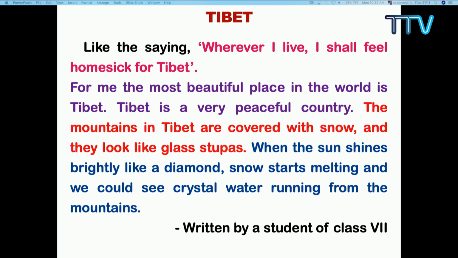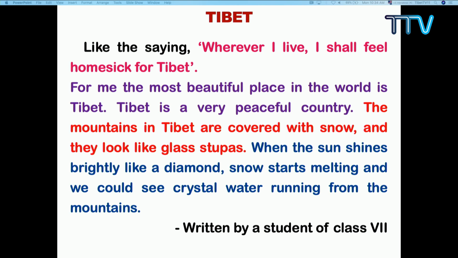Okay. Now I have taken the first paragraph as written by the student. So I am going to discuss. I have only indented the first line. Wherever I live, I shall feel homesick for Tibet. So the saying, so wherever I live. So do you think this functions as a separate sentence? Is it a dependent clause or an independent clause? Wherever I live means you want to say something, right? I shall feel homesick for Tibet is an independent clause. So you can consider this as a complex sentence.